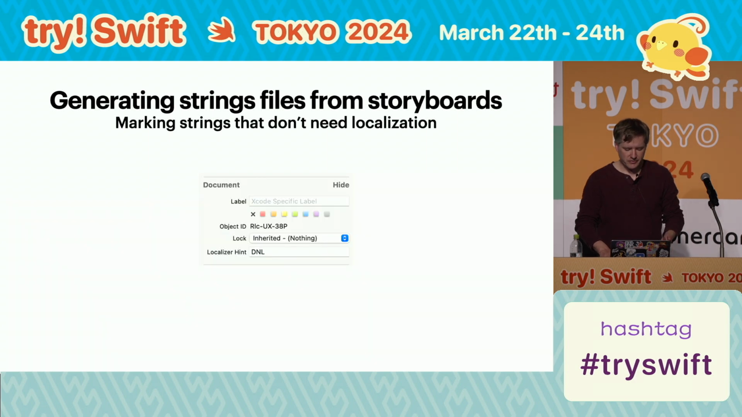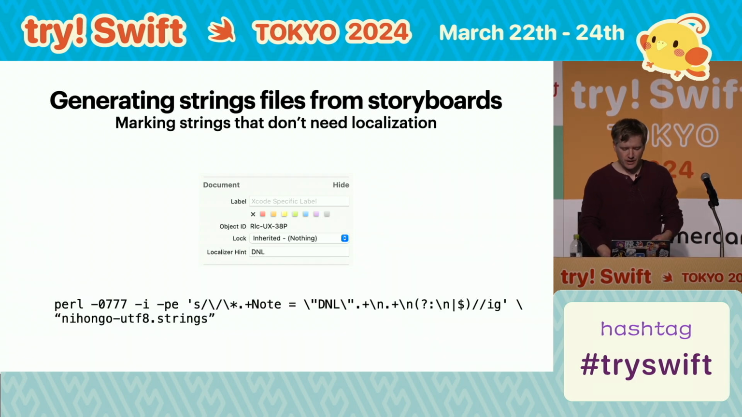So I did build something here to kind of hack this in, which is in the place that you normally put your localizer hint, which is the comment for the string, write the text DNL, which is supposed to be short for do not localize. And then if you run this command, which is right after that IBtool command, this will basically search for all the strings that had this DNL localizer hint, and it will remove those from the .strings file so that you can have a consistent way to not pass those off to your translators.